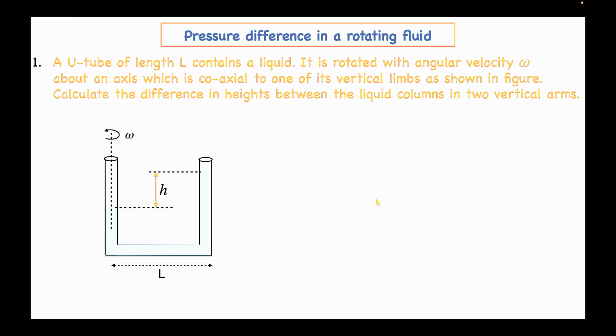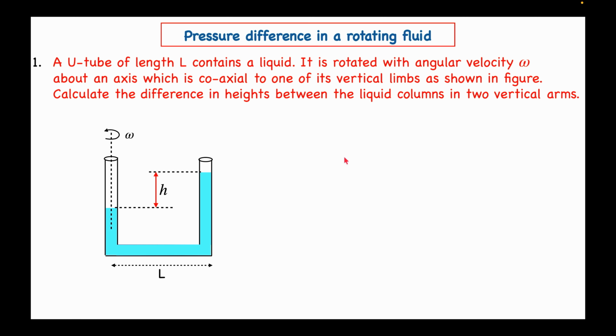A U-tube of length L contains a liquid. It is rotated with angular velocity omega about an axis which is coaxial to one of its vertical limbs as shown in figure. Calculate the difference in heights between the liquid columns in two vertical arms.